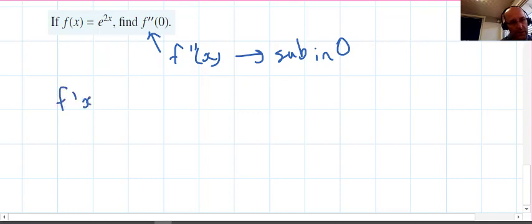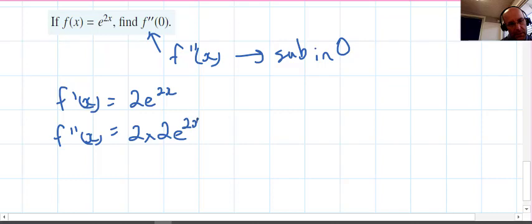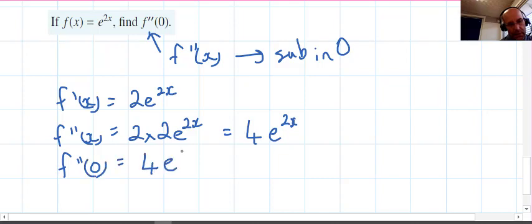So one way I could do it is just do bits at a time. The first derivative, f dash of x, that's just a chain rule. So it's 2e, so the derivative of the inner function is 2e to the 2x. Now the second derivative is the derivative of that, and that's another 2 times 2e to the 2x, which is 4e to the 2x. Now, f double dash of 0 is when we sub 0 in, it's function notation after all. And we have 4e to the 2 times 0, which is 0, e to the 0 is 1, 4 times 1 is 4.